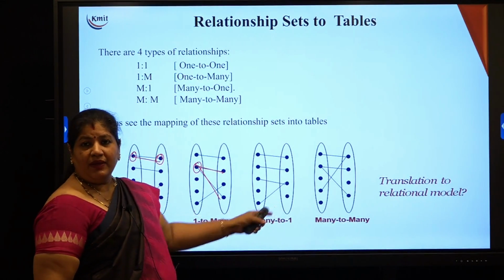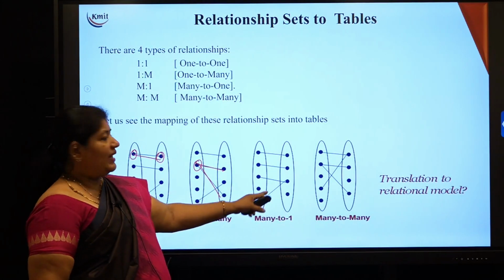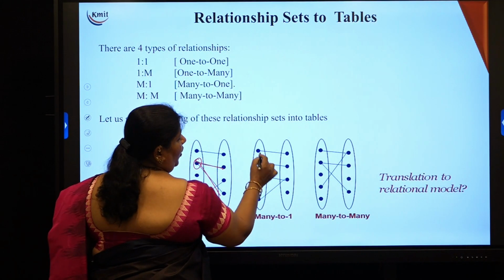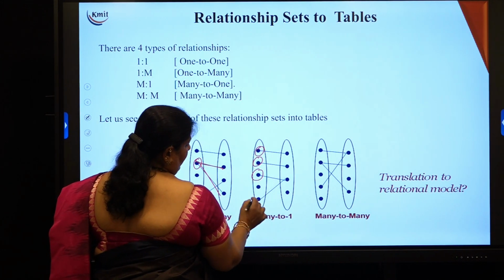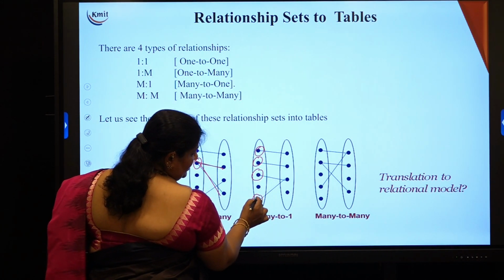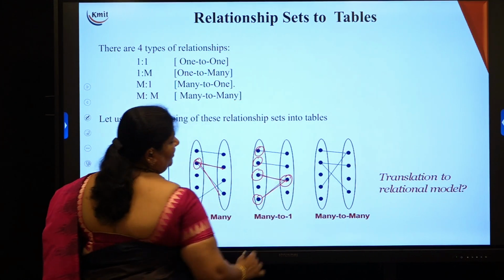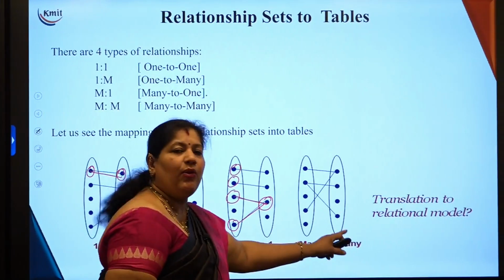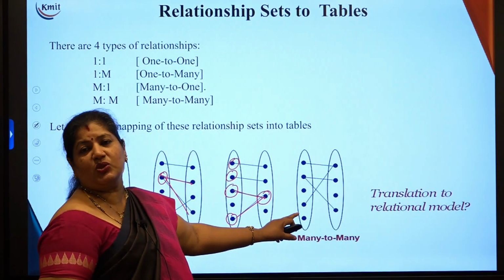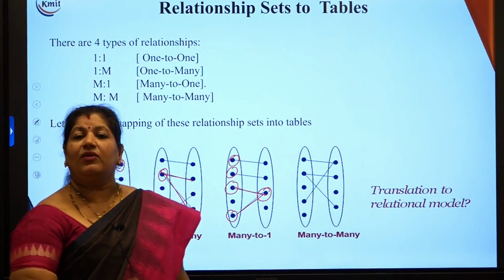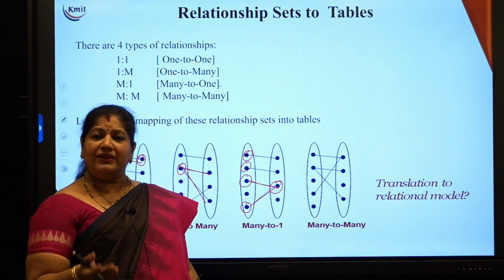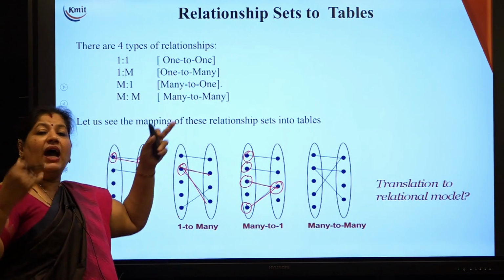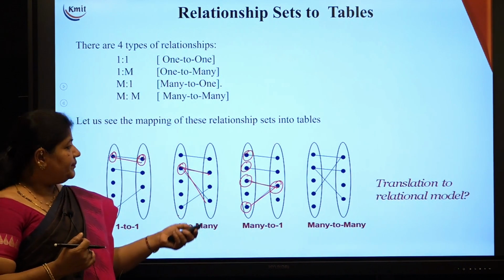Many to one. There are two parties, it's a binary relationship with two participating entities. Many instances of one entity set can be associated with one instance of the other entity set. Similarly, we have many to many, where many instances of one entity set can be associated with many instances of the other entity set. We will try to see the examples and take them up one by one to see how we can convert each into a table.